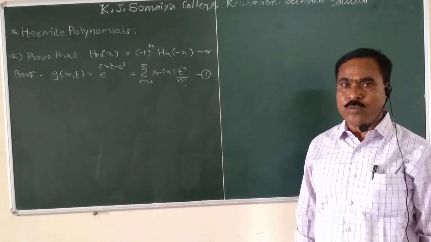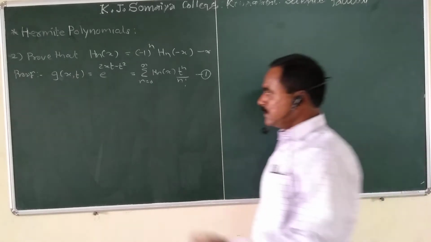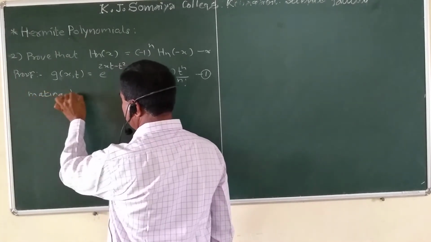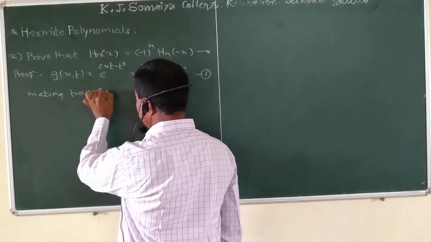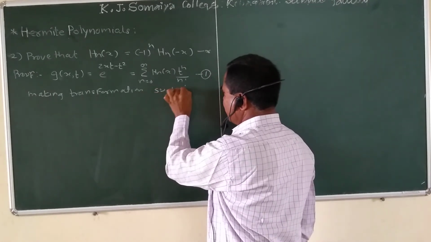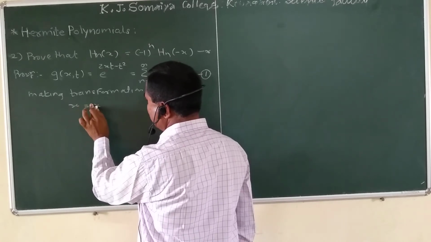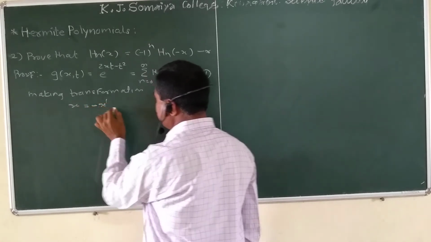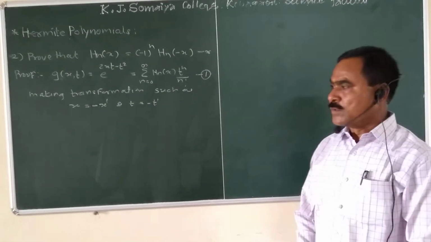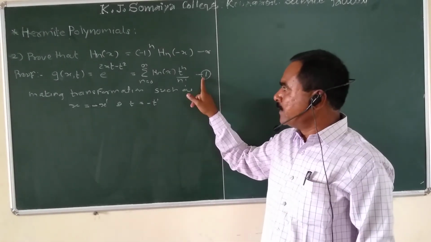Now here we are going to do a transformation, such as x equal to minus x dash and t equal to minus t dash. So substituting x equal to minus x dash and t equal to minus t dash in equation first.